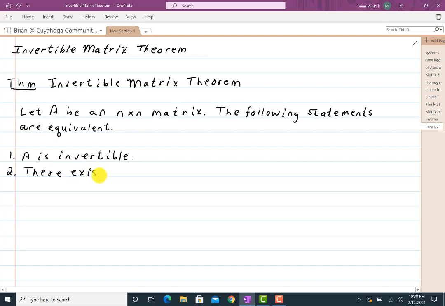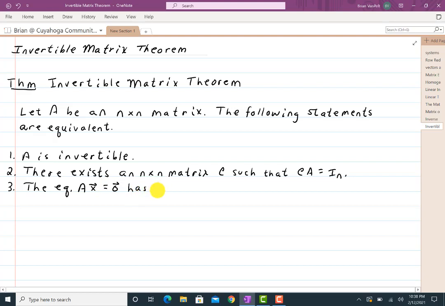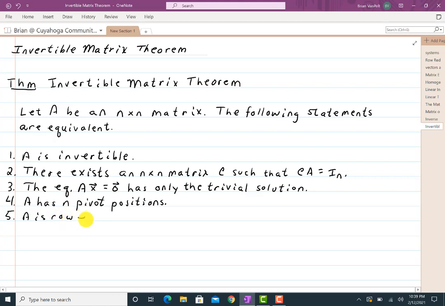2: There exists an n by n matrix C such that CA equals the identity matrix. 3: The equation AX equals 0 has only the trivial solution. 4: A has n pivot positions. 5: A is row equivalent to the identity matrix.